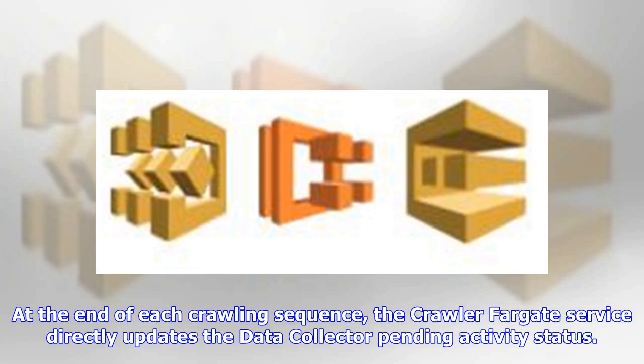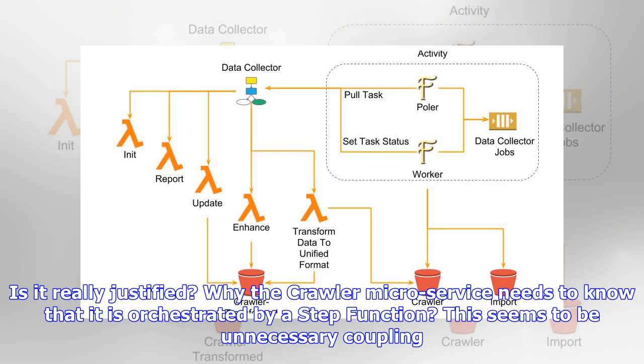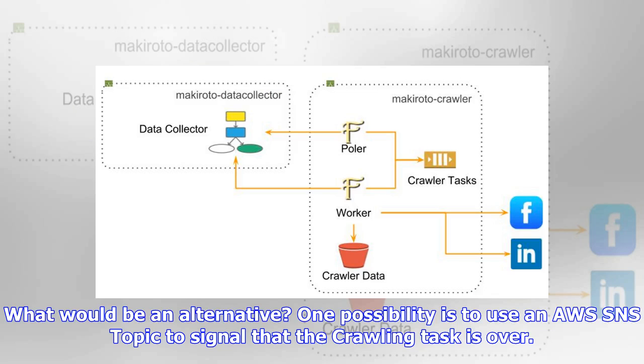At the end of each crawling sequence, the crawler Fargate service directly updates the data collector pending activity status. Is it really justified? Why does the crawler microservice need to know that it is orchestrated by a step function? This seems to be unnecessary coupling. What would be an alternative?